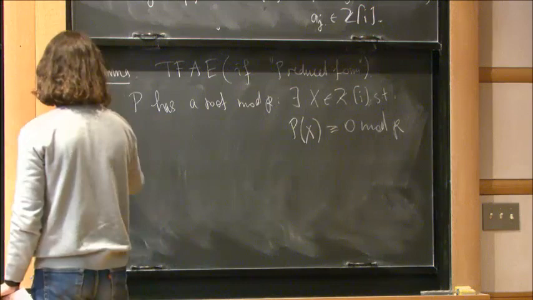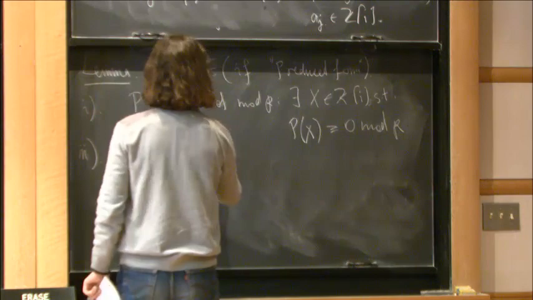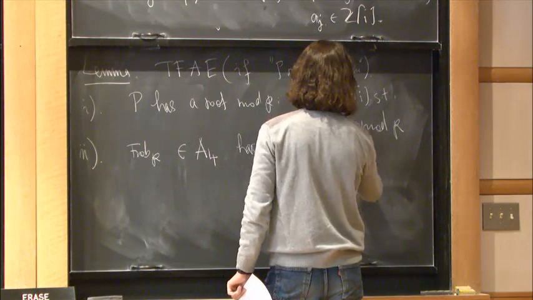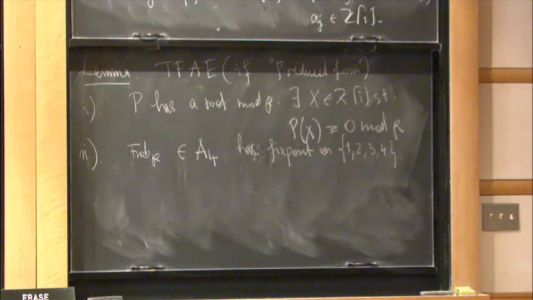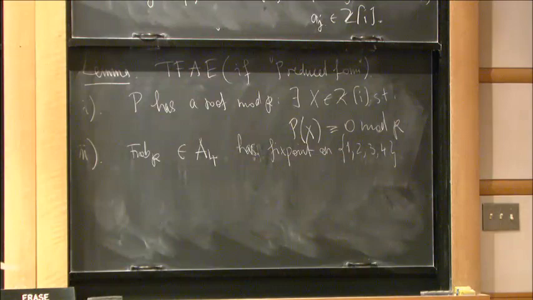By the definition of Frobenius elements, one sees easily that this is equivalent to the Frobenius as an element in A4 having a fixed point on 1, 2, 3, 4. So the action of Frobenius describes how mod p, the p's power, will act on these four roots of this polynomial. And that it has a fixed point means that there is one which is actually defined over the base field.